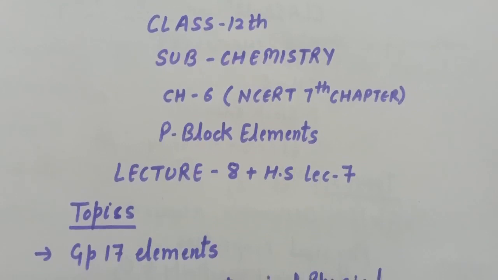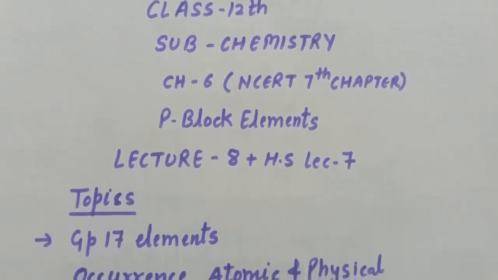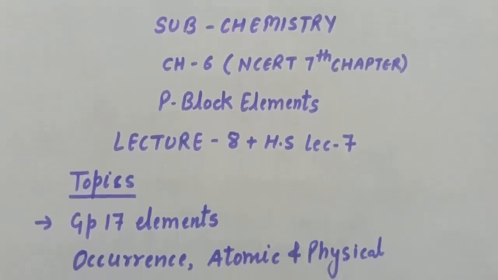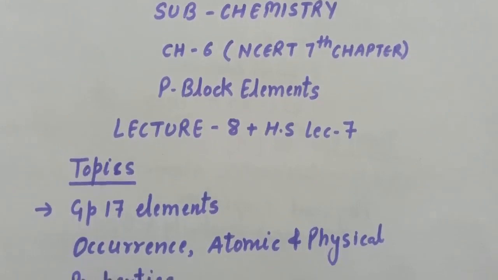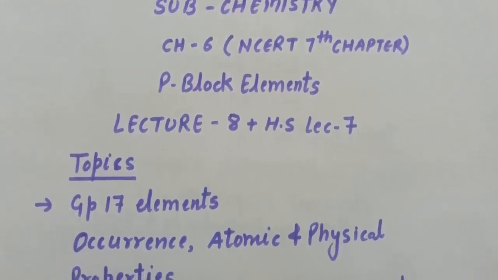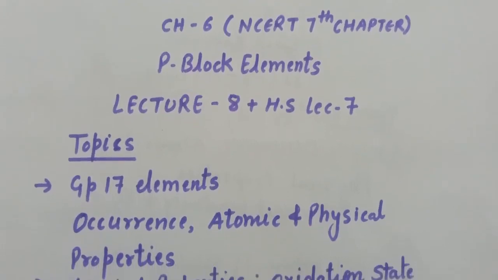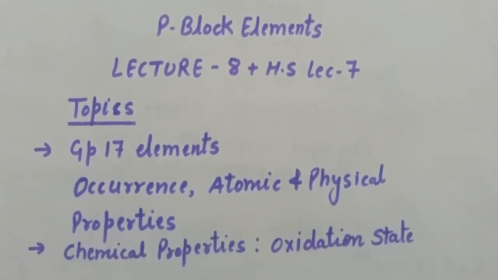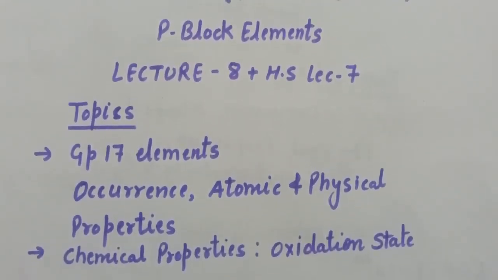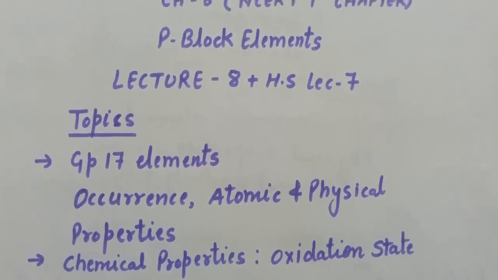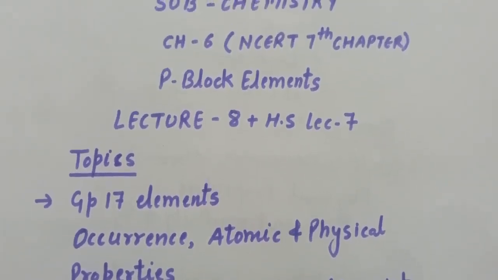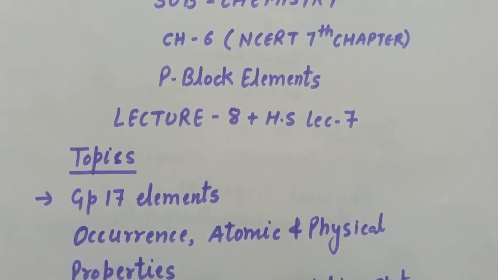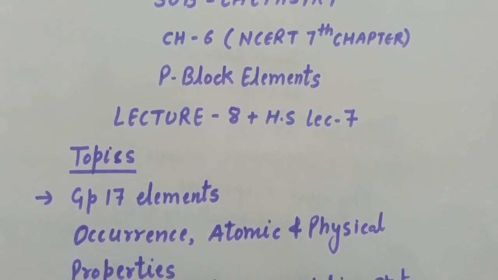In this lecture, I will be discussing group 17th elements, occurrence, atomic and physical properties of group 17th elements, and after that we will discuss the chemical properties, and in chemical properties I will discuss oxidation state. And in the end of this lecture, I will be discussing the homework that I gave you in lecture number 7.